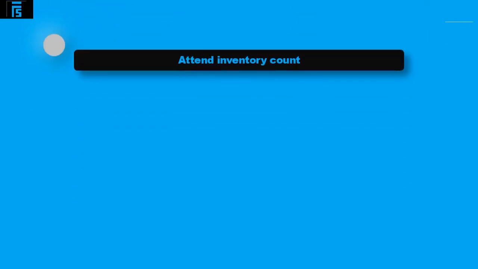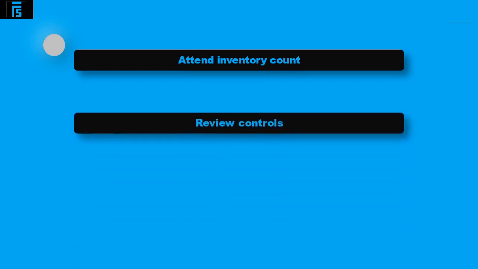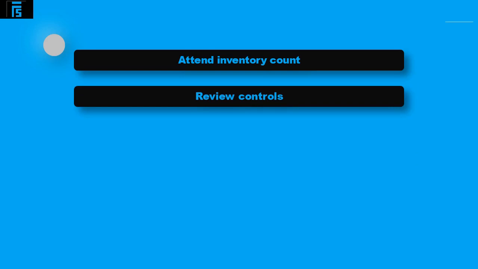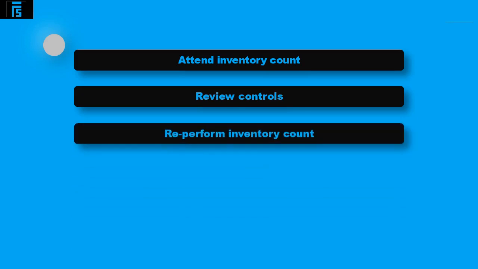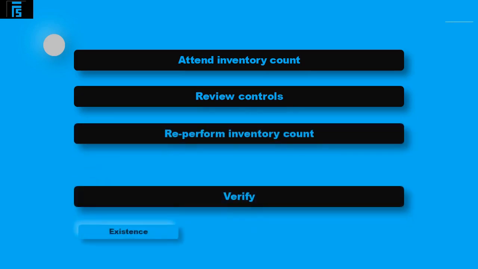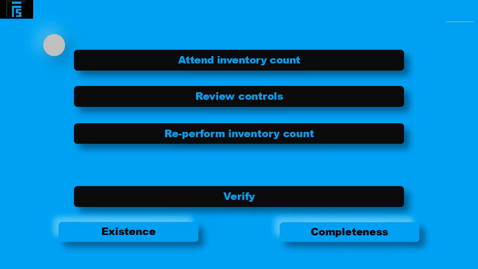Existence can be verified by attending the inventory count. If the auditor attends, they can observe the count and the actual inventory. This not only verifies this assertion, but it also enables the auditor to review the control procedures carried out by the client. The audit team would need to be organised and ensure there are staff available to attend the count. Whilst at the count, they also reperform samples of the count to verify existence and completeness of the counting records.